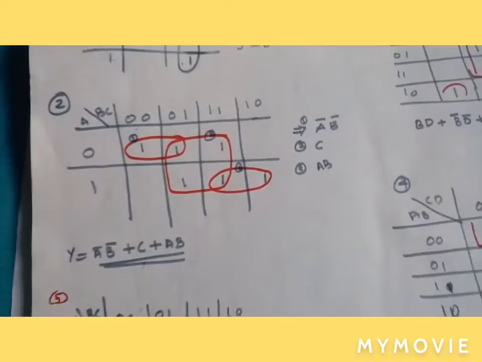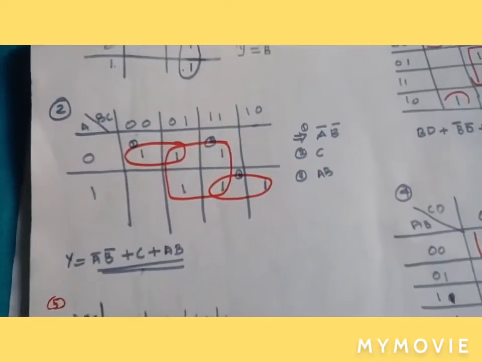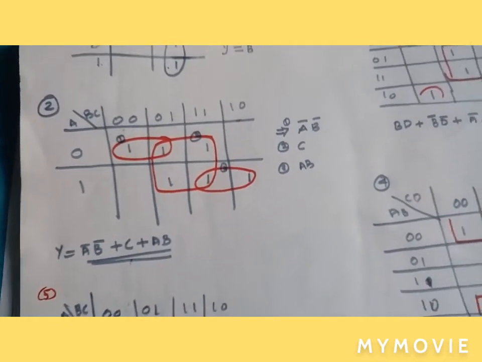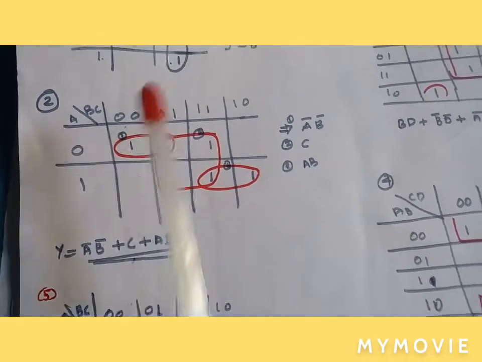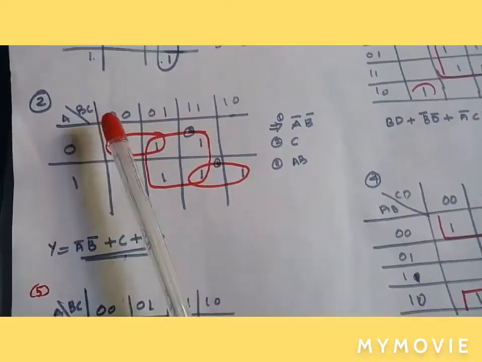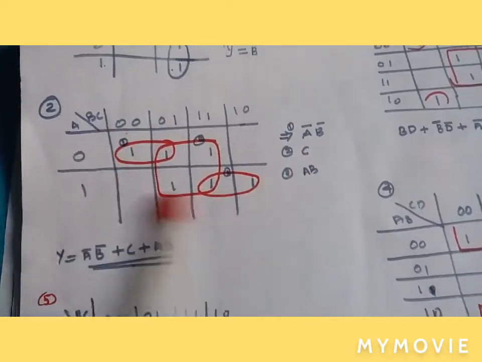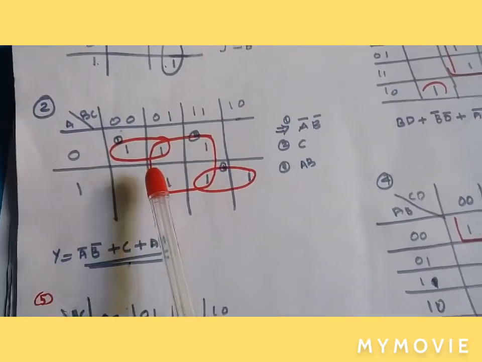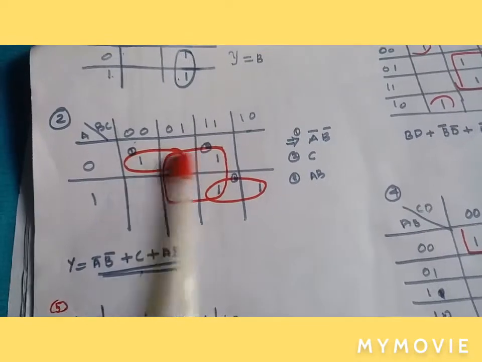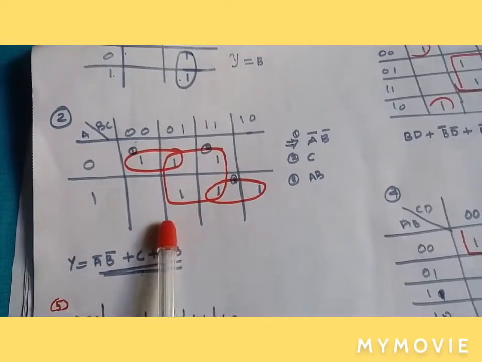We have to go to the next problem. From that you can clear these ideas very perfectly. Here the inputs are A, B, C. The K-map representation we know: 0, 0, 0, 1, 1, 1, 1, 0. And we know that the outputs are given in these rows.